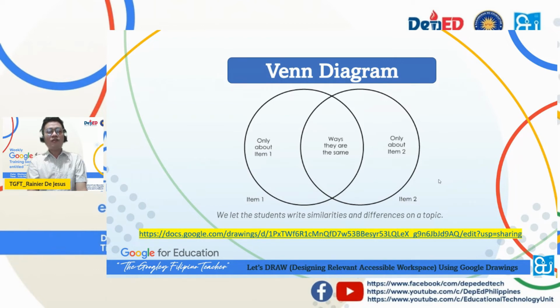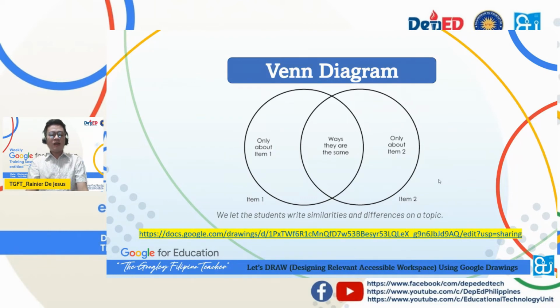This is a graphic organizer that helps you visually represent a comparison of differences and similarities between two objects, and this is what we call the Venn diagram. So, ano ba yung mga steps natin dyan?